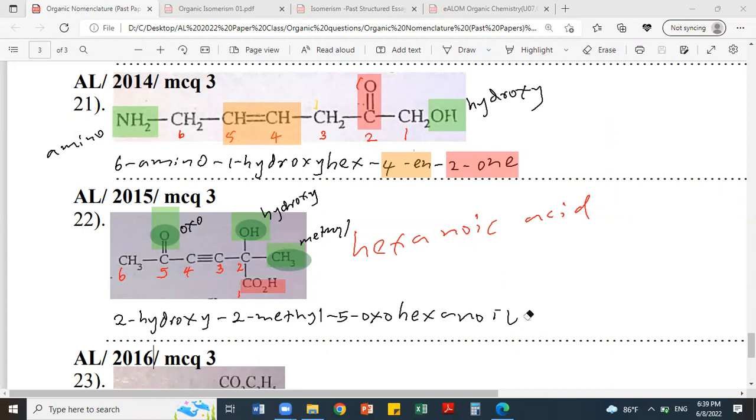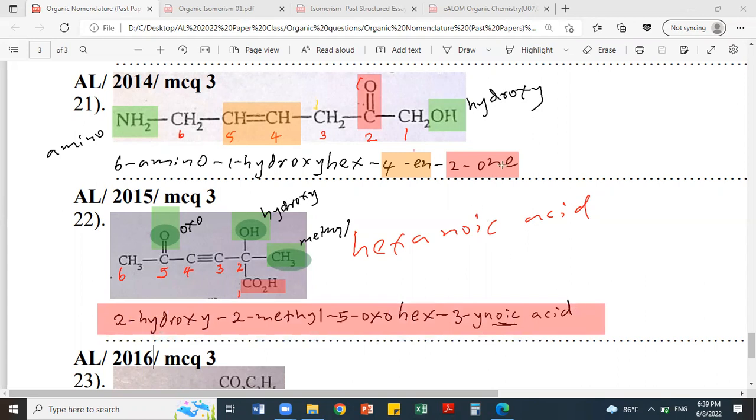The triple bond is there. That also you have to indicate. So after hex you have to write what? The triple bond is attached at the beginning of the third carbon. Hex-3-ynoic acid. 3 yn, the triple bond is yne. 3-ynoic. Why oic? Because of the carboxylic acid. Why yn? Because of the triple bond. 3-ynoic acid. Is that clear? That's the name. If you want, you can look at the name and see whether you can build this structure.